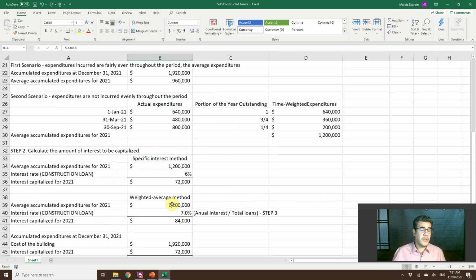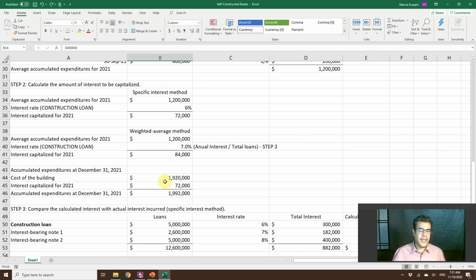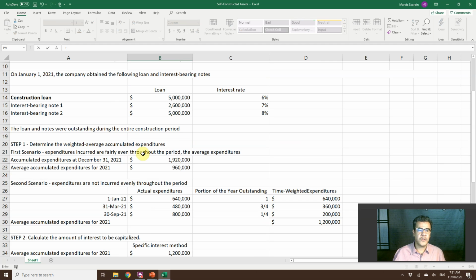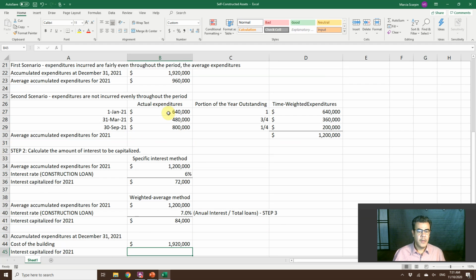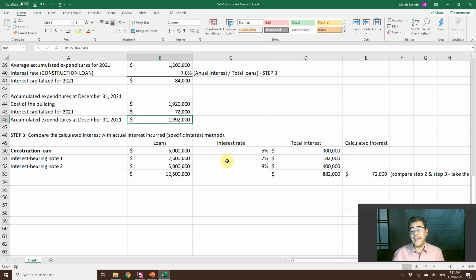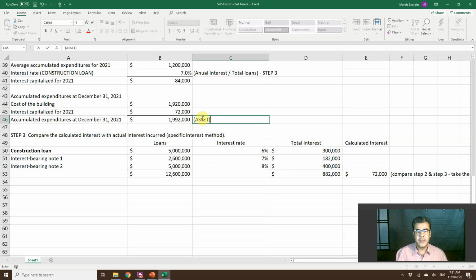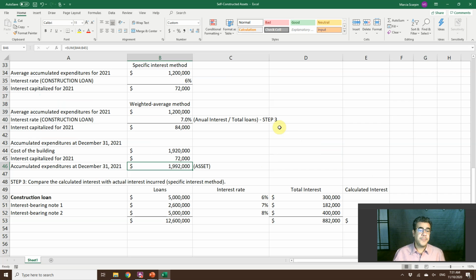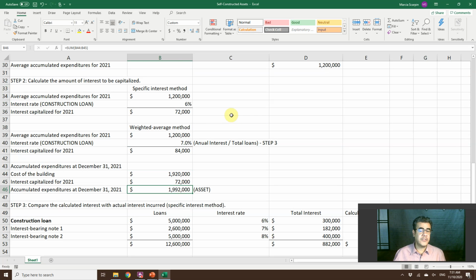And okay, let's take the weighted average later, okay? So accumulated expenditure, how much would be the total cost here, 1,920,000, plus interest capitalized, that is the calculated interest, 72. So the asset, the accumulated expenditure, so this is the asset at December 31st, would be $1,992,000. This is the specific interest method.